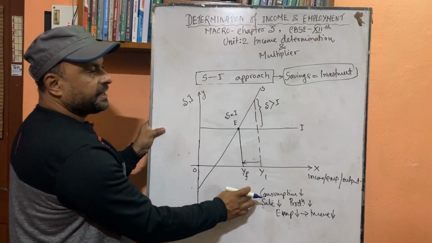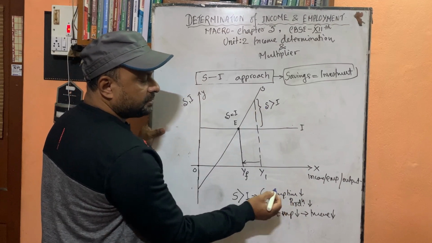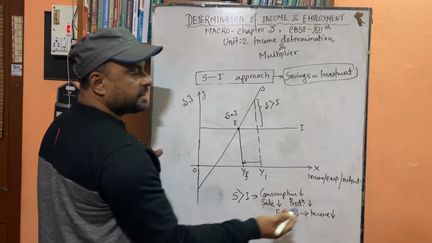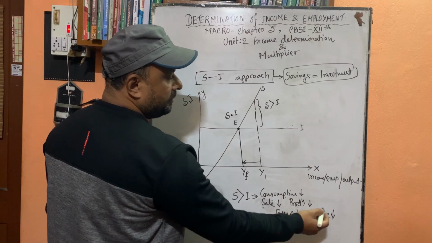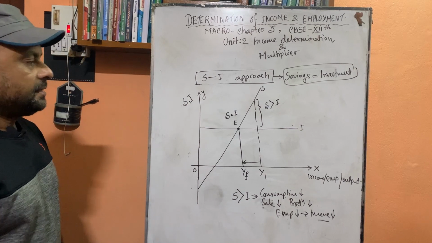So this is the long chain. Due to a rise in saving, consumption reduces. Due to the fall in consumption, the sale of the producer will fall. So they will reduce their production because their unsold stock increased, and then employment also will fall, and income of the economy also will fall. Just the reverse thing.